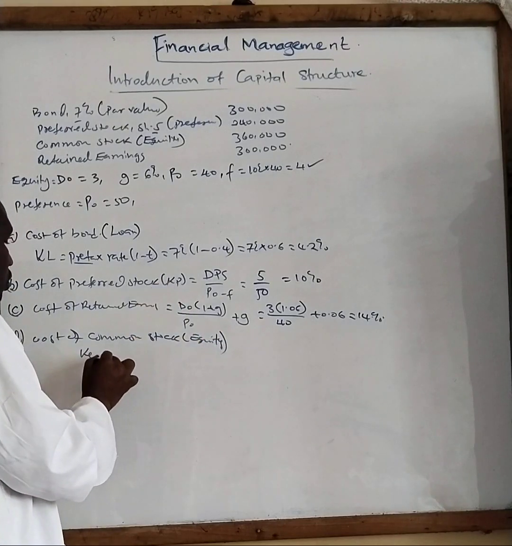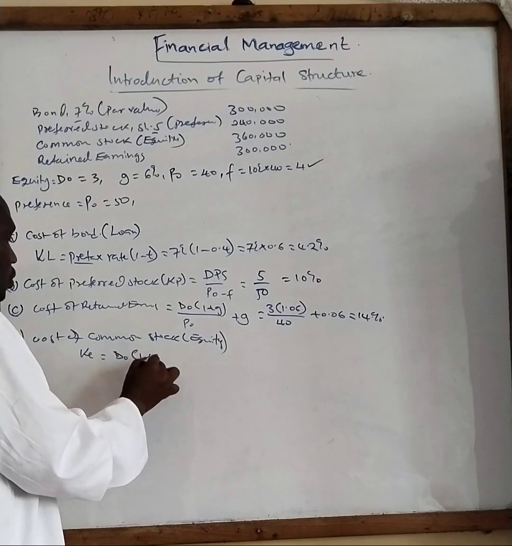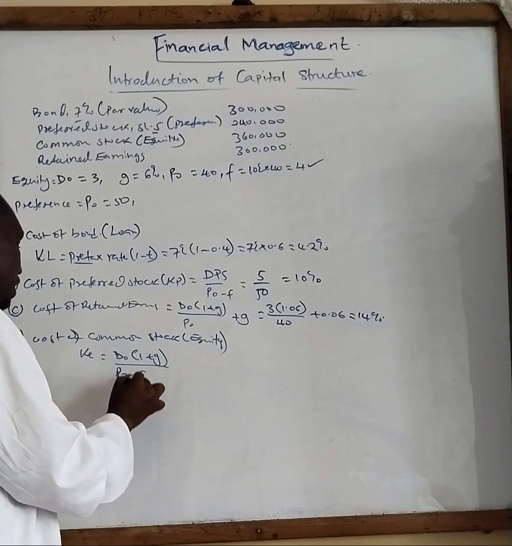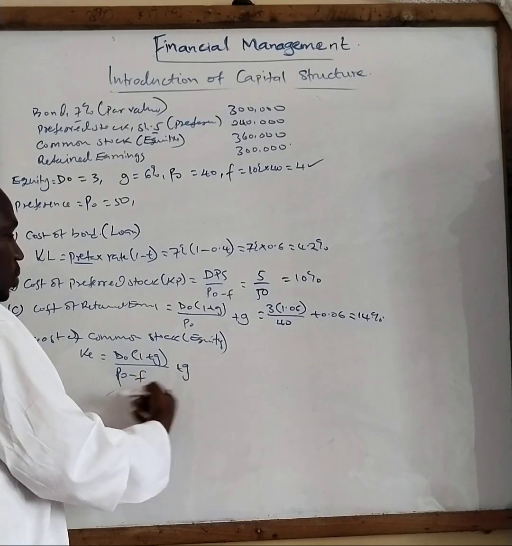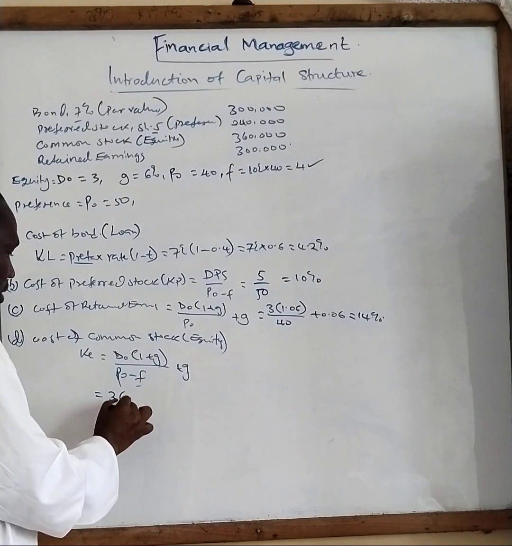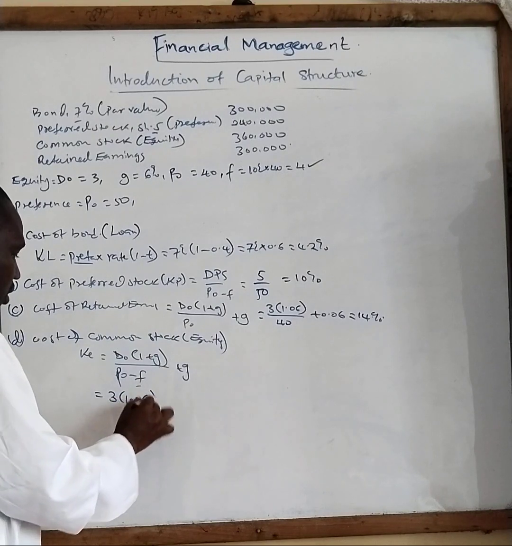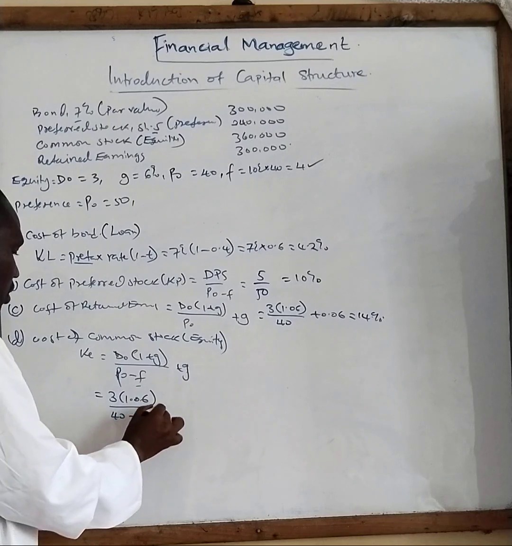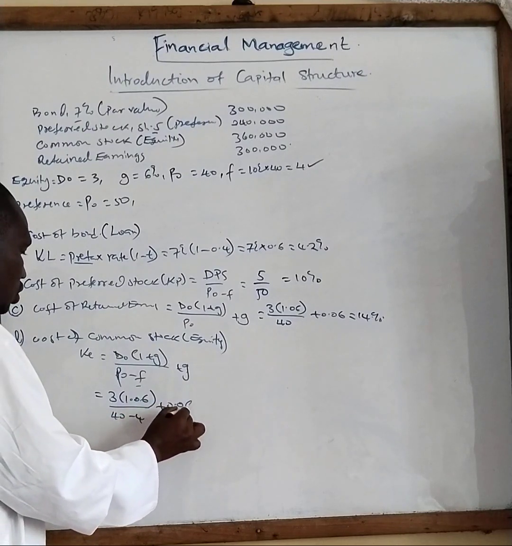which is KE, is equal to D0 into brackets 1 plus G, over market value minus flotation, plus G. This is where the difference will come in. So this gives you what? D0 is 3 into 1.06 divided by market value 40 minus flotation 4, plus 0.06.